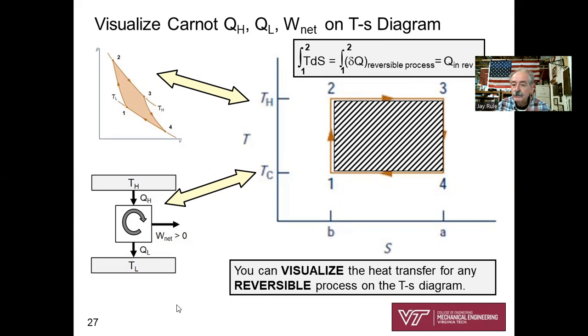That's what we're going to work on. So we're going to visualize QH with this integral vision. Then we're going to look at QL with this integral vision, and then we're going to make some conclusions on W net.